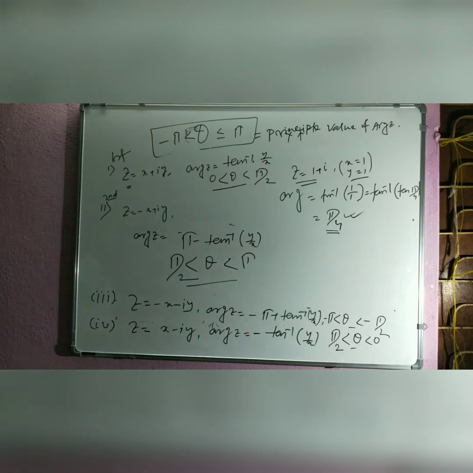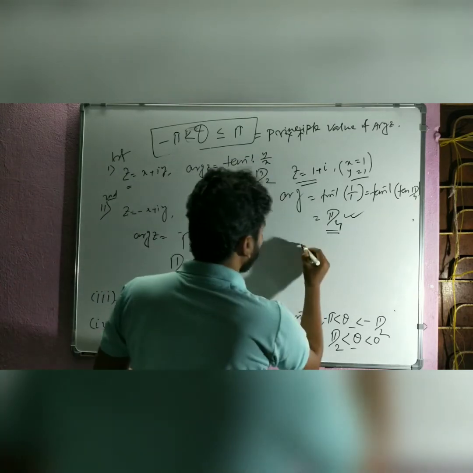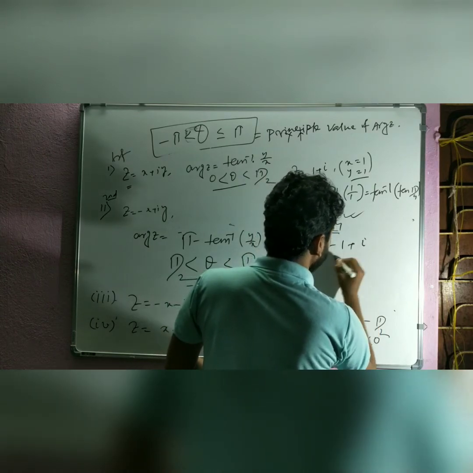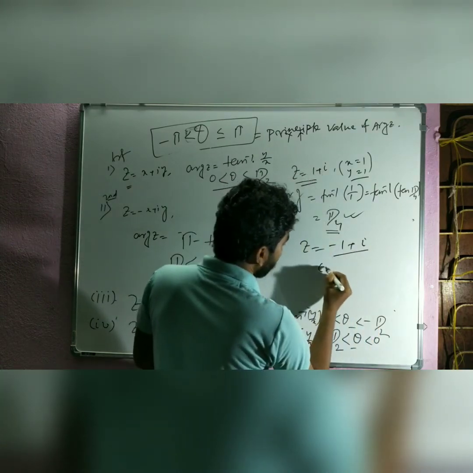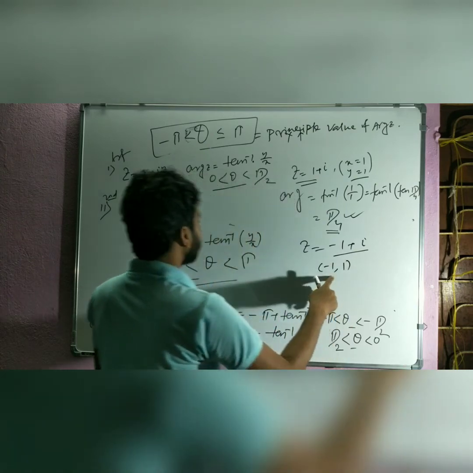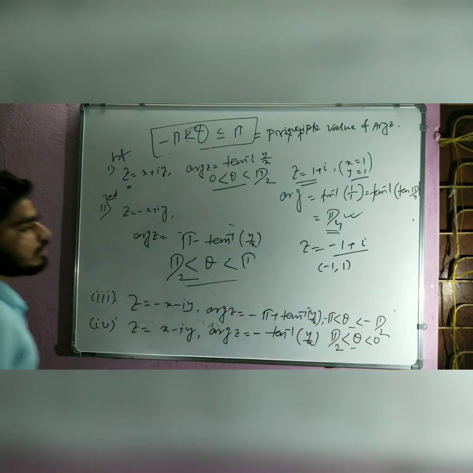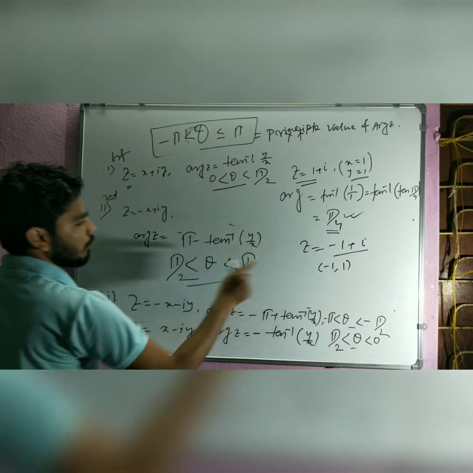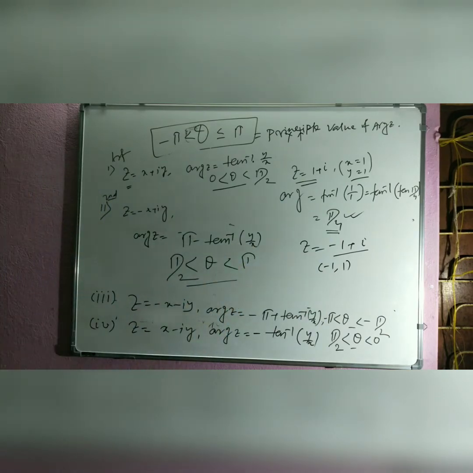Similarly, suppose z equal to minus 1 plus i. That means the point minus 1 comma 1, this is the second quadrant. We apply the second quadrant formula and find the principal value of argument z.